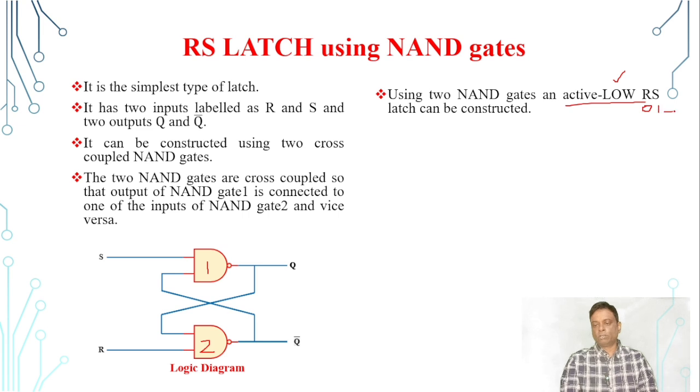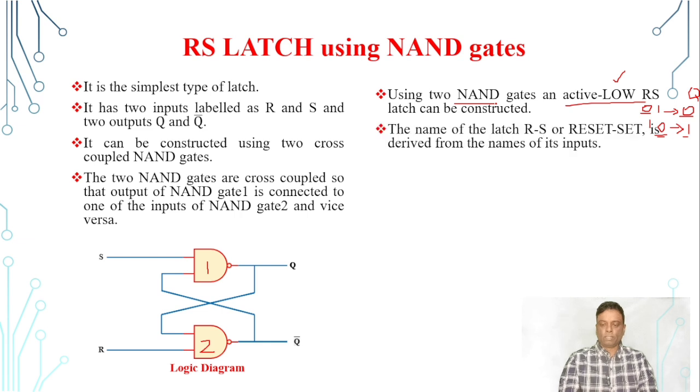This will reset the latch, which means the output Q will be 0. Similarly, for S and R equal to 0 and 1, if the set value is low, active low, this will set the latch, that is, the output Q will be 1. So the active low value of reset will reset the latch, and the active low value of set will set the latch. That is why it is known as the active low RS latch. It can be constructed using two NAND gates.